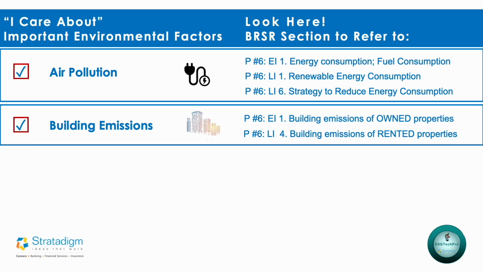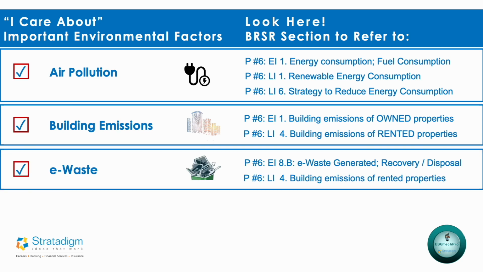In principle 6, essential indicator 1, what are the embodied emissions of owned properties? Owned property, I as a bank should be able to take responsibility for buildings that I own. But as a leading indicator, look at serial number 4, building emissions of properties that you rented. E-waste, principle 6, essential indicator 8, explicitly 8b covers e-waste generated, how much was recovered, how much was disposed, how it was disposed.